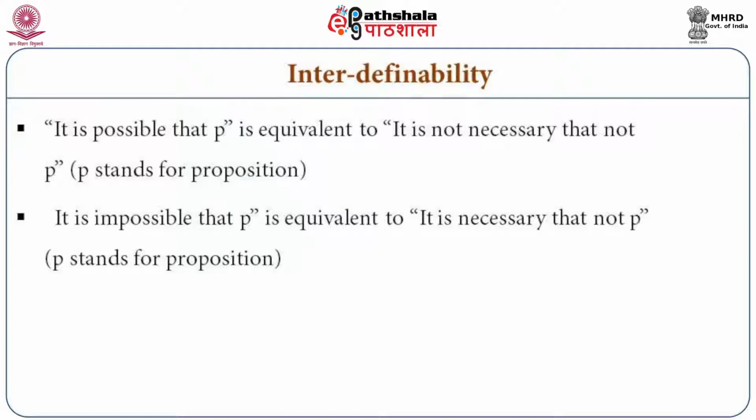By showing equivalence. An expression like it is possible that P is equivalent to it is not necessary that not P. P stands for a proposition. I repeat: it is possible that P is equivalent to it is not necessary that not P. It is impossible that P is equivalent to it is necessary that not P. Notice that on the left hand side are the words possible and impossible, and on the right hand side is the word necessary. In other words, we are using the word necessary, or necessity, to explain what is possible and impossible.